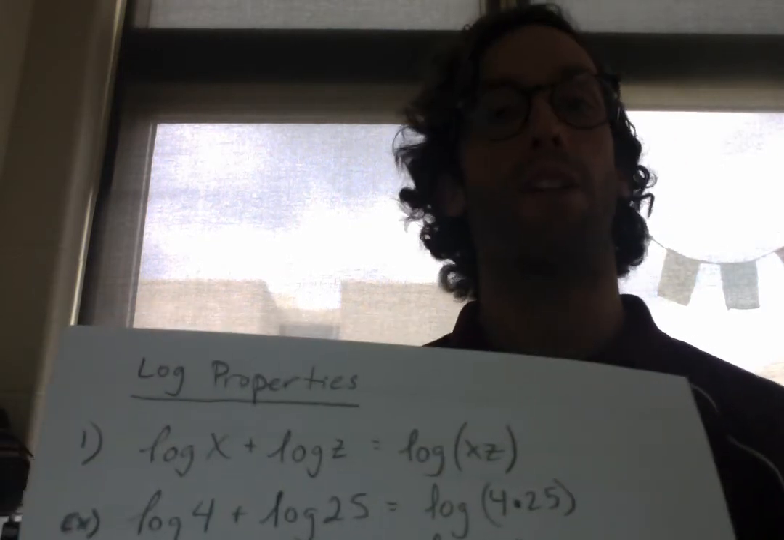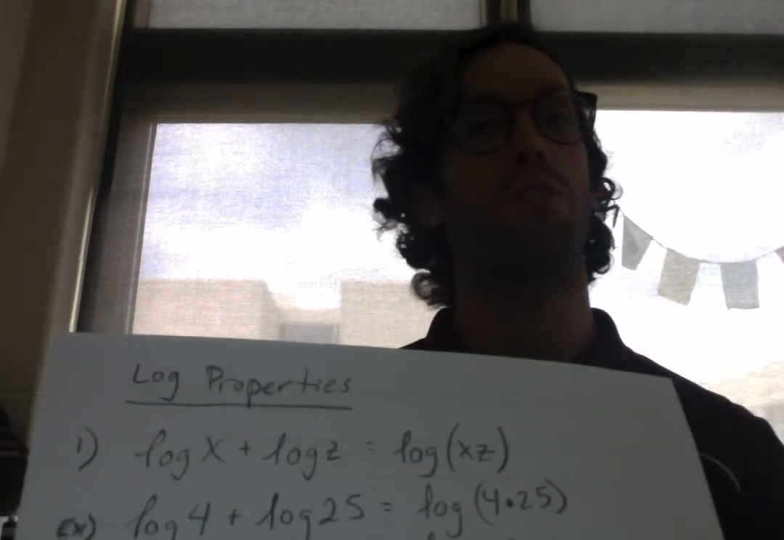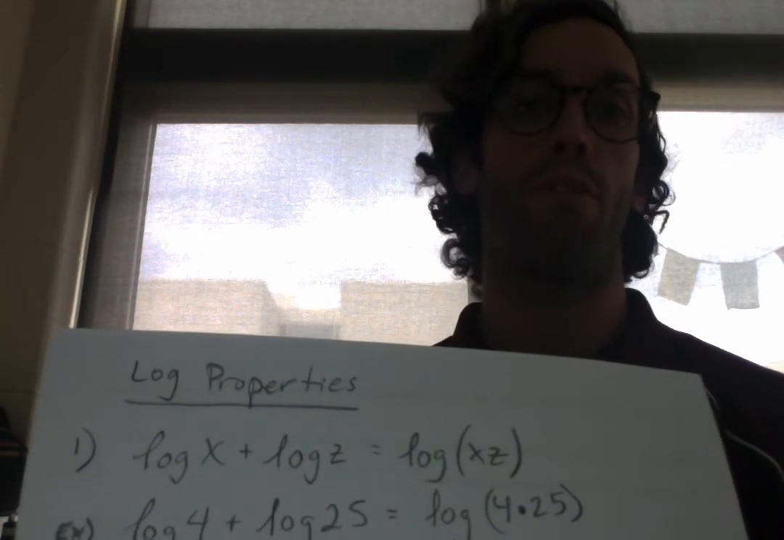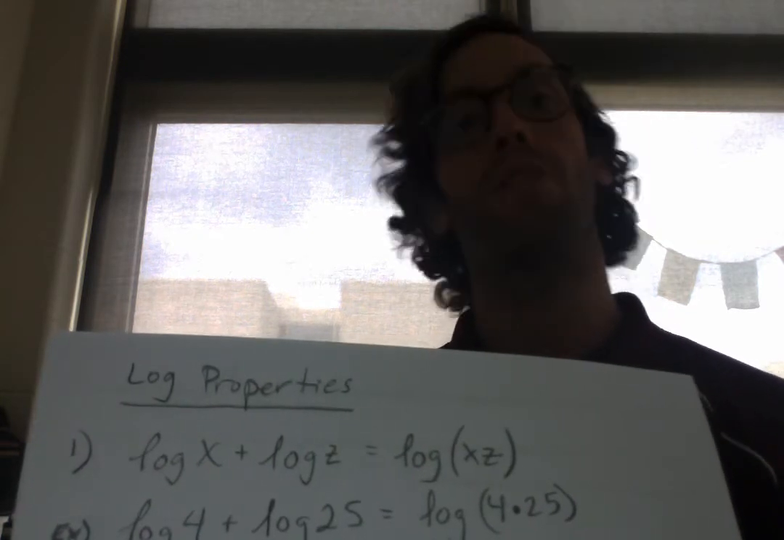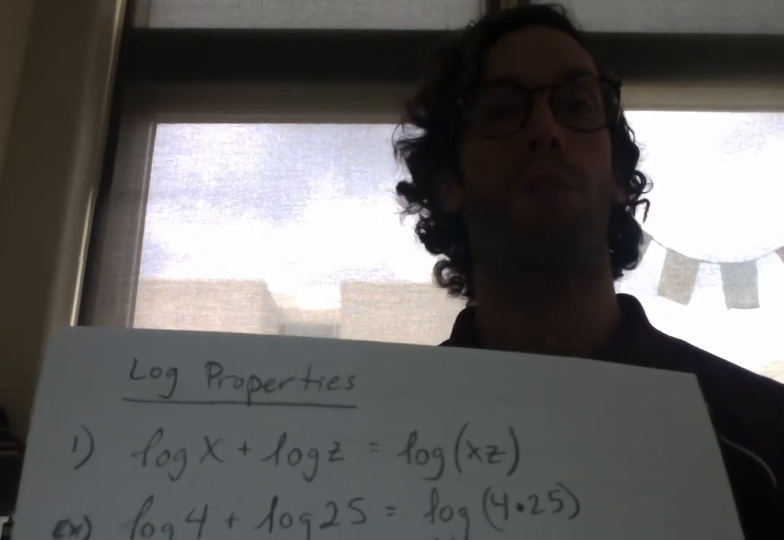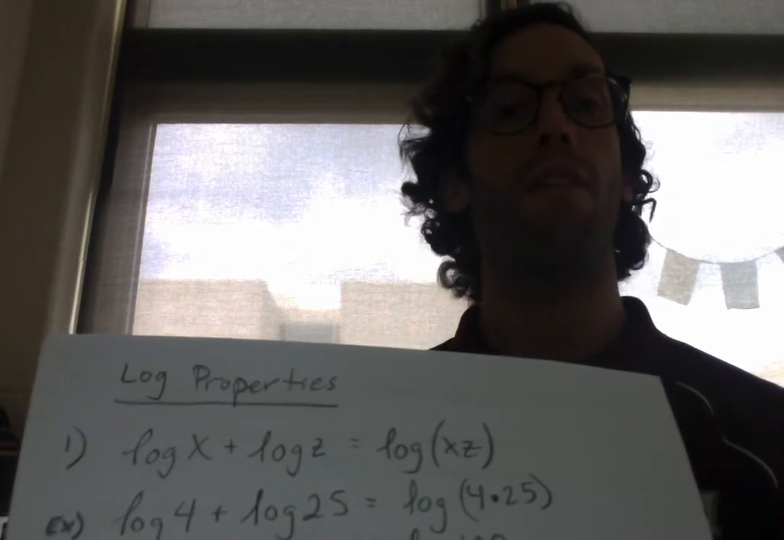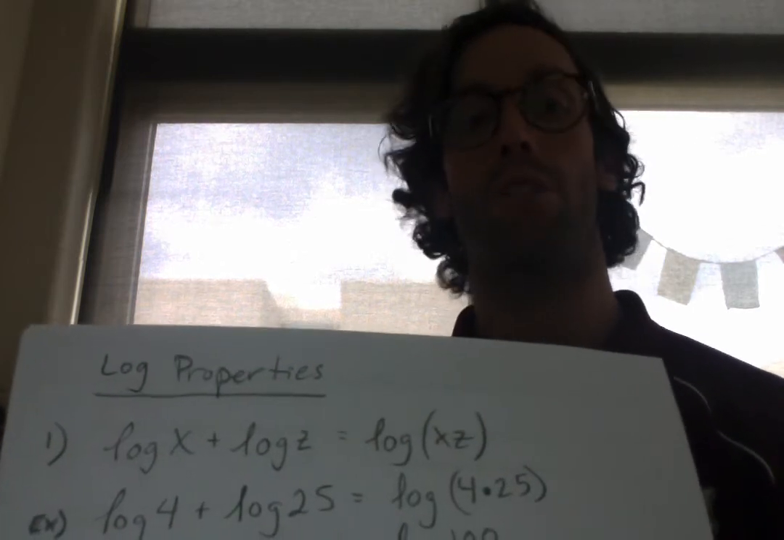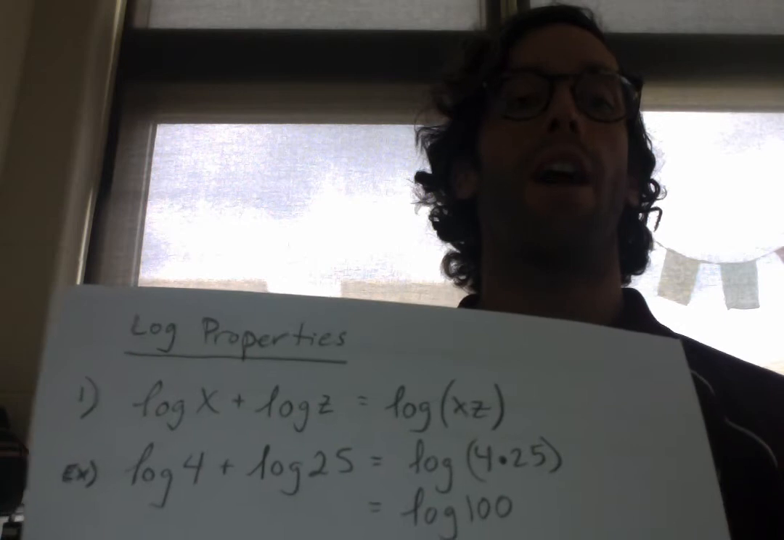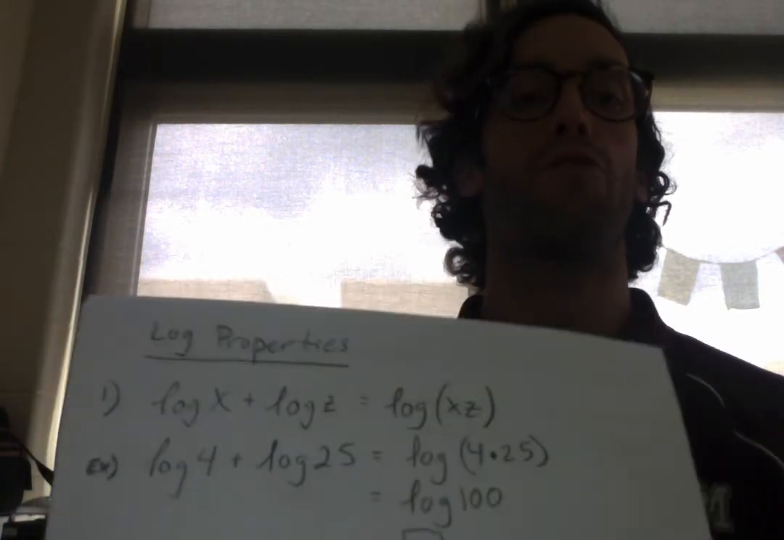Log 4 plus log 25. Now, neither of these logarithms could you evaluate on their own, right? Log 4 is an irrational number, so is log 25, so you have to use this property, right? It becomes log of the product 4 times 25, which is 100, and log 100, as you know, is 2.